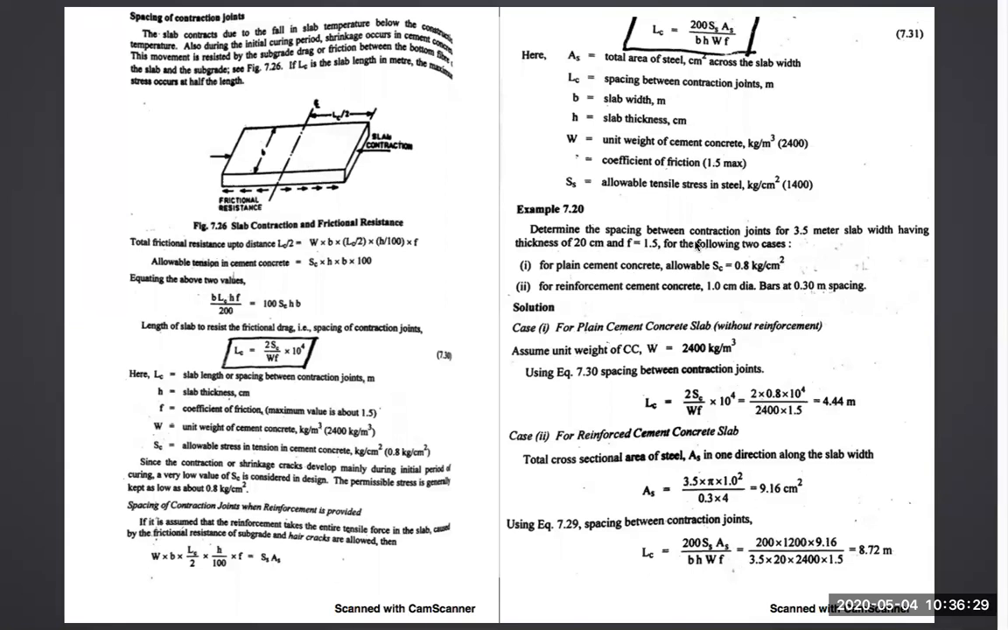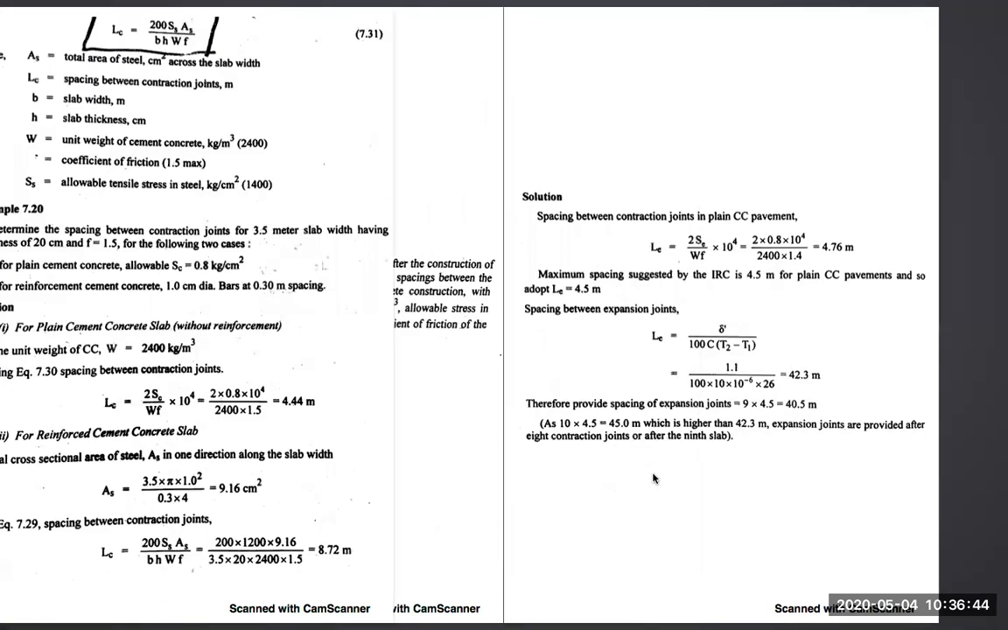Okay, so it is not given here. They have just given 1 centimeter diameter, and this is the spacing. This value is to calculate the area of steel here. I hope this is clear to you. Okay. There is one more problem in Khanna and Justo. They have asked, the maximum increase in the temperature is expected to be 26 degrees Celsius.